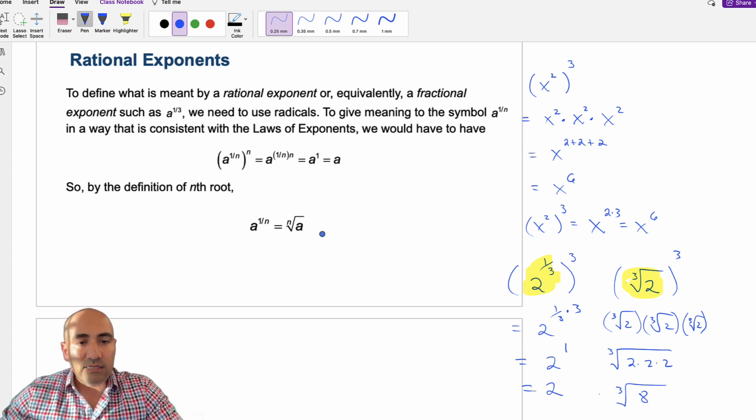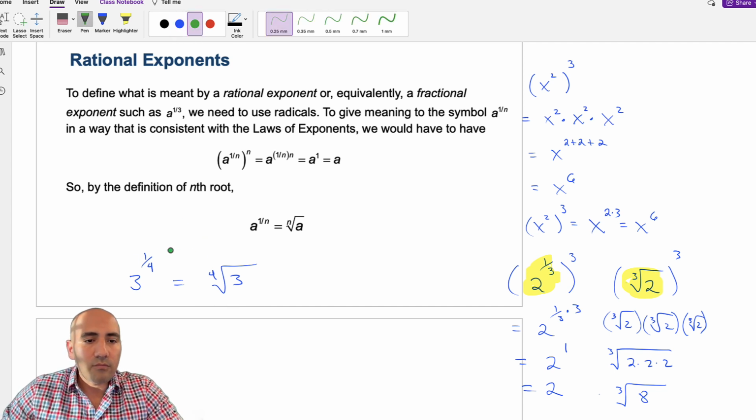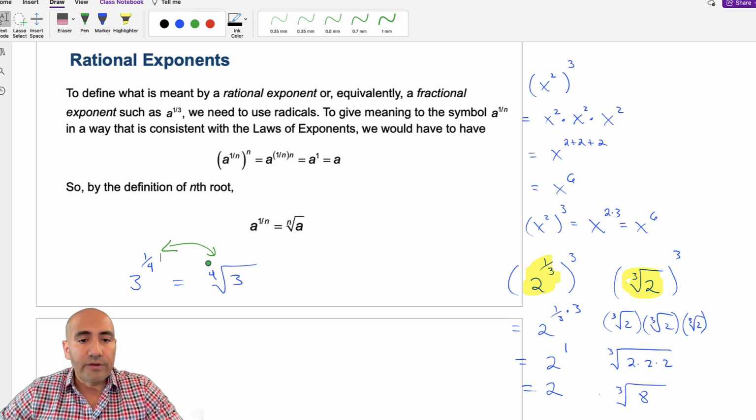So that's defining this. Both of these give you the same result. So a to the 1 over n is the same thing as the nth root of a. For example, 3 to the 1 over 4 power is the same thing as the 4th root of 3. You can go back and forth between these. Sometimes this notation is useful, sometimes that notation is useful. So you can go back and forth between these and simplify whatever problem you're in.